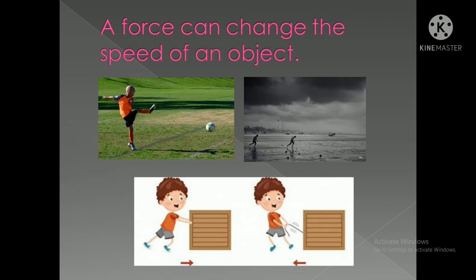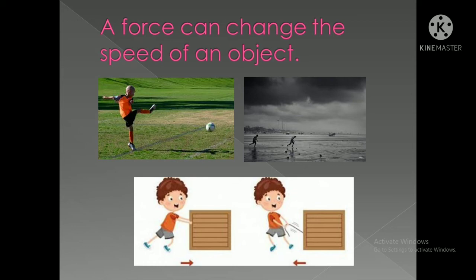And the next diagram shows one boy pushing a box and another, smaller boy pulling the box. Can you determine which one? Both are the same object, but the speed will be changed here. How will the speed be changed? In the first box, he is applying force, he is pushing, and in the next box he is pulling.